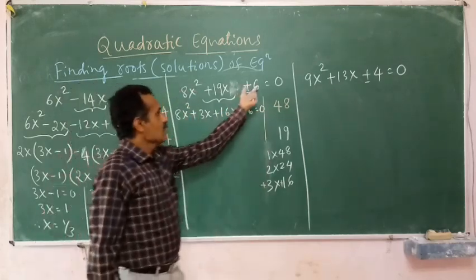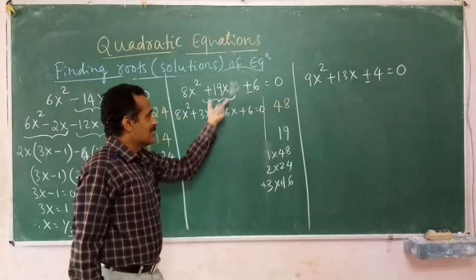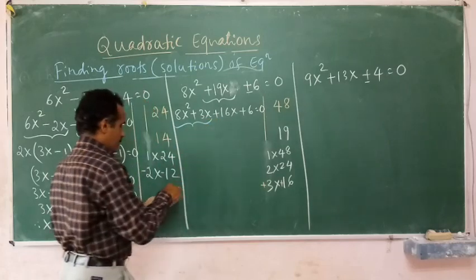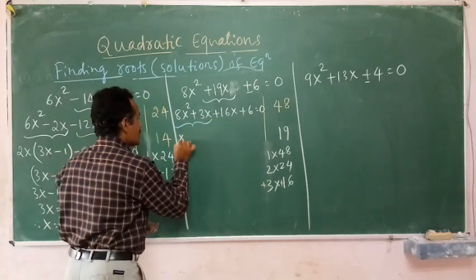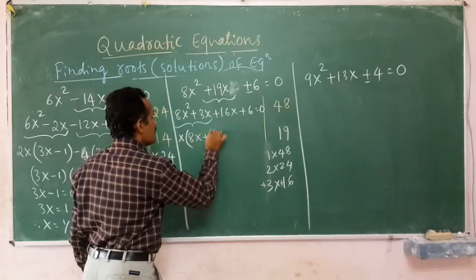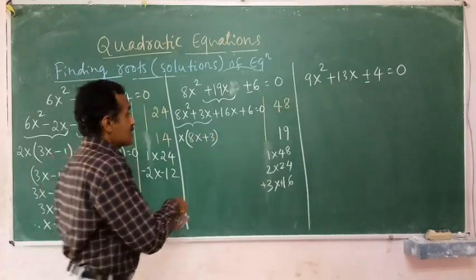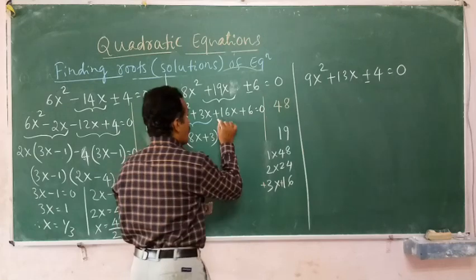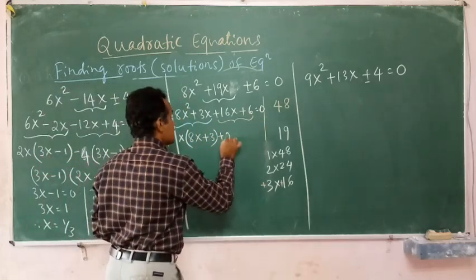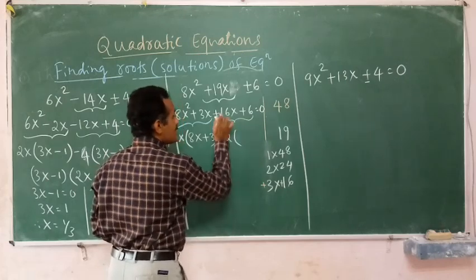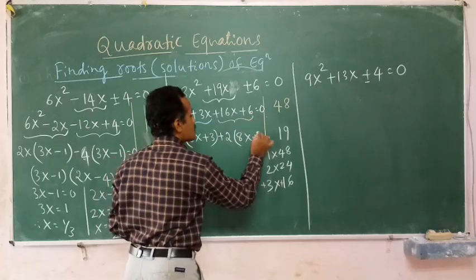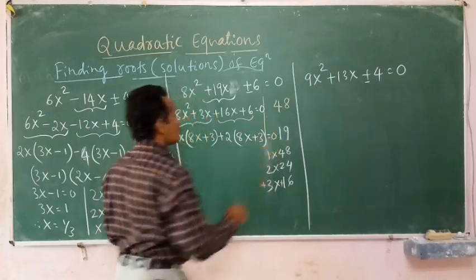First term as it is, last term as it is, only the middle term is to be broken into two parts. Grouping, I can take only x as a common into bracket 8x plus 3. What can I take common out of these two? Out of these two I can take just 2 as a common into bracket. 2 8s are 16. 2 3s are 6, is equal to 0.